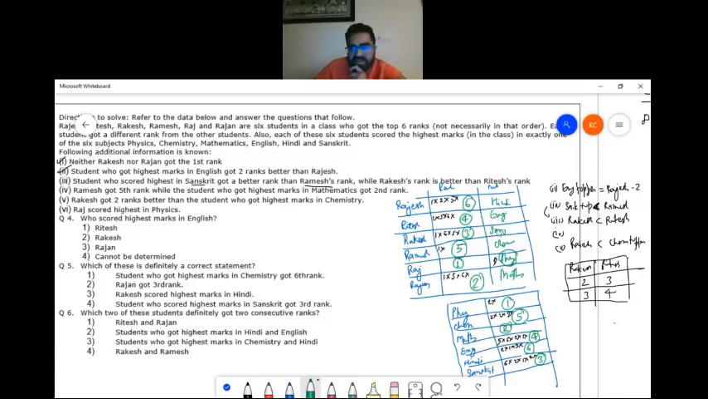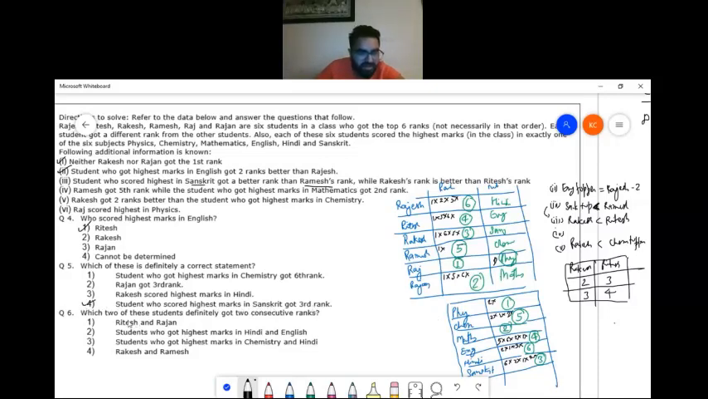Who scored highest marks in English? English mein highest marks kaun score kiya? Ritesh. Which of the following is definitely correct? Student who got highest marks in chemistry got rank 6. No. Rajan got 3rd rank. No, Rajan got 2nd rank. Rakesh scored highest in Hindi. No, Rakesh scored highest in Sanskrit. So that's not true. Student who scored highest in Sanskrit has got 3rd rank.